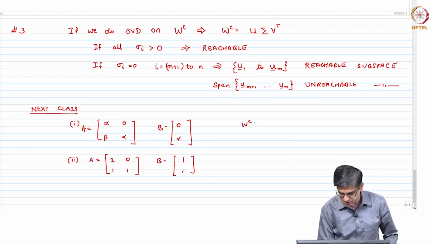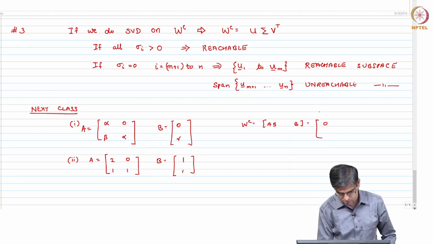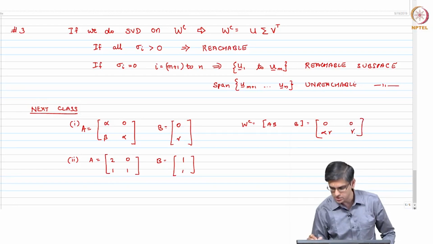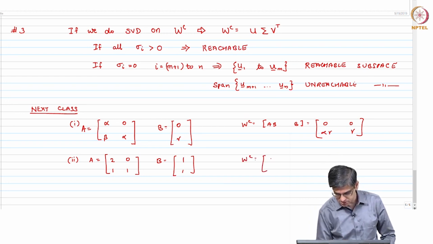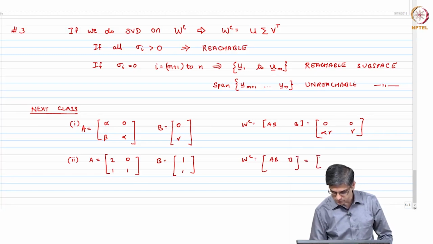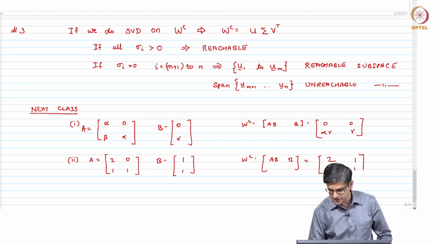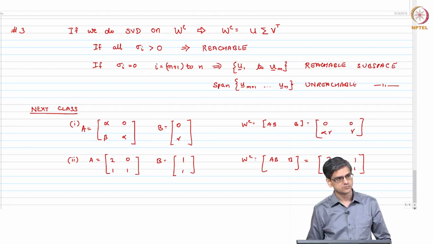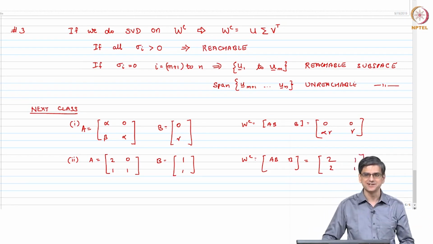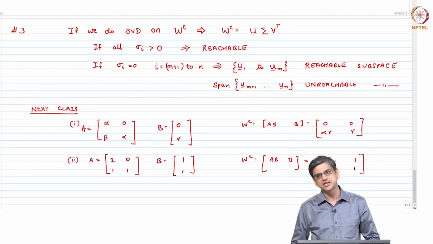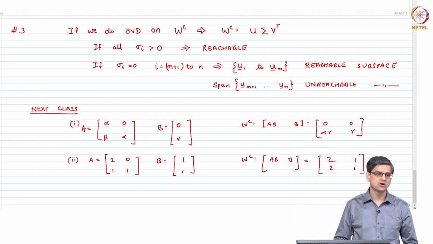If you see your W_C, which is AB followed by B, you can immediately see this is 0 alpha gamma 0 gamma, rank is 1. So the system is unreachable. For a system like this, AB, B is going to be equal to 2 2 1 1. Again rank is 1, it is unreachable. You will see that the reachable subspace is [1 1], the unreachable subspace is [1 minus 1]. We have done that in module 1. You will not immediately get it, we will solve this problem in the next class, and then we will see if we can finish off the next condition called observability.